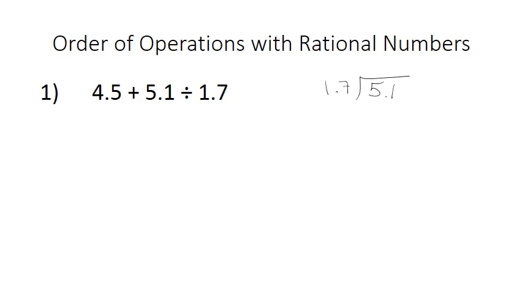Now, I don't know how to divide by decimals like this, so the first thing I do is multiply both my divisor and my dividend by 10, which moves my decimal place 1 spot to the right and does not affect my quotient or my answer at all. And now I'm dividing 51 by 17.